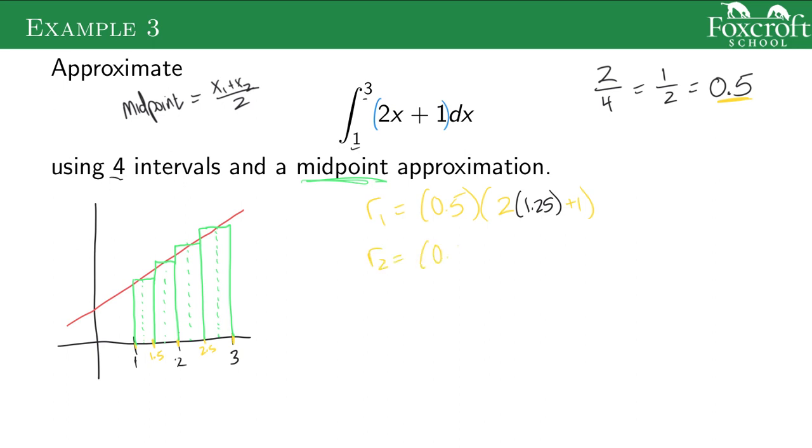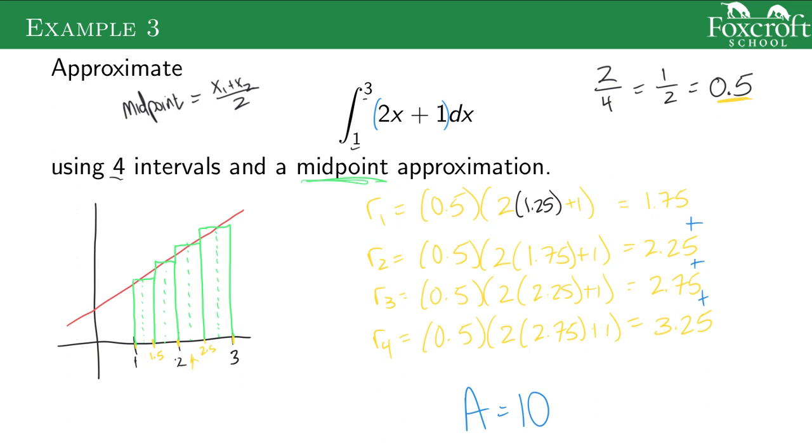Our second one has a width of 0.5, and the thing I'm plugging in is the midpoint between 1.5 and 2, that's 1.75. The next one, our third rectangle, between 2 and 2.5 is 2.25, plugging that in to get the height of my rectangle. And the last one, again the same width, is between 2.5 and 3, so 2.75 is what I'm going to plug in. My last few steps are to plug all these into a calculator to figure out the area of each rectangle, and then add them all together.